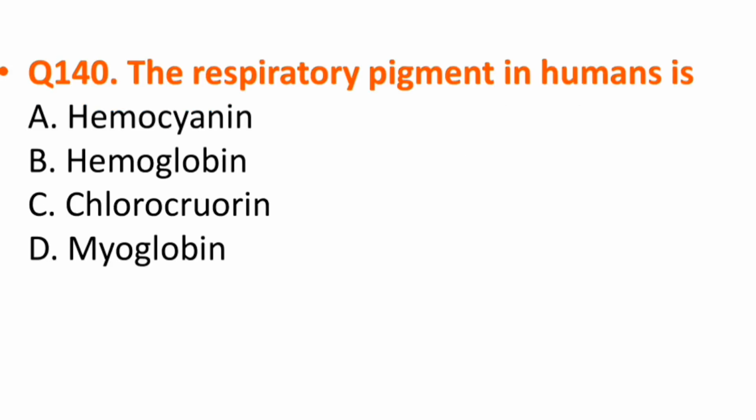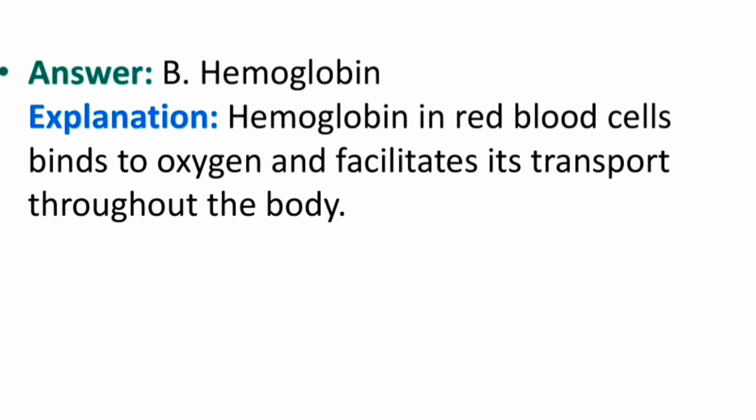Next question. The respiratory pigment in humans is option A, hemocyanin, option B, hemoglobin, option C, chlorocruorin, option D, myoglobin. The correct answer is option B, hemoglobin. Hemoglobin in red blood cells binds to oxygen and facilitates its transport throughout the body.